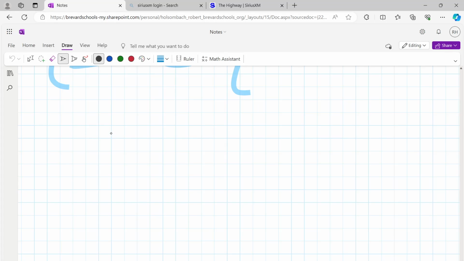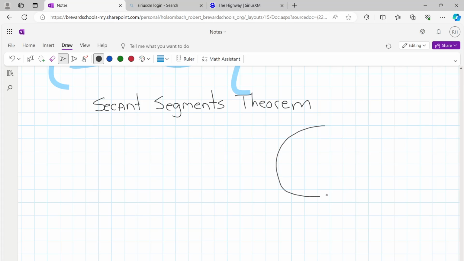All right, page 752 today. First, we've got the secant segments theorem. And the secant segments theorem applies to, we got a circle, and we've got this situation.